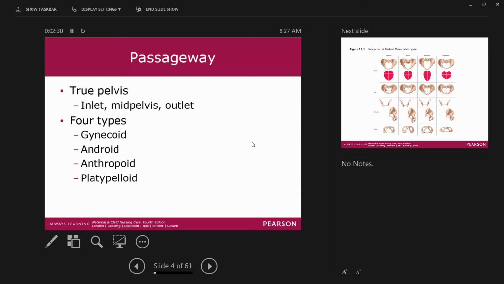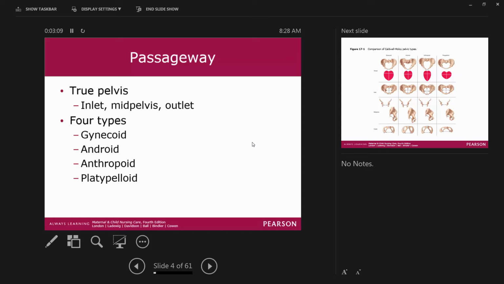So when we talk about the birth canal, we're talking mainly about the inlet, the mid-pelvis, and the outlet, okay? The inlet is when baby has engaged in between her pelvic bones. The mid-pelvis is when baby is moving down through the birth canal, and the outlet is when baby is being pushed out. So we're concerned about those structures. Are those structures in the correct shape? And are they big enough to accommodate this baby?